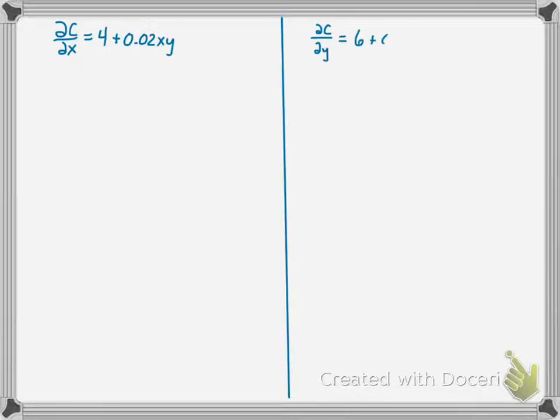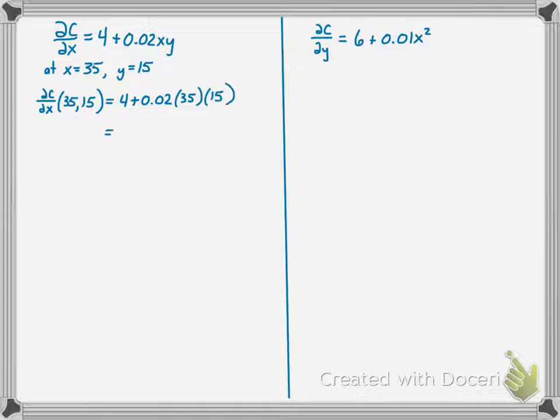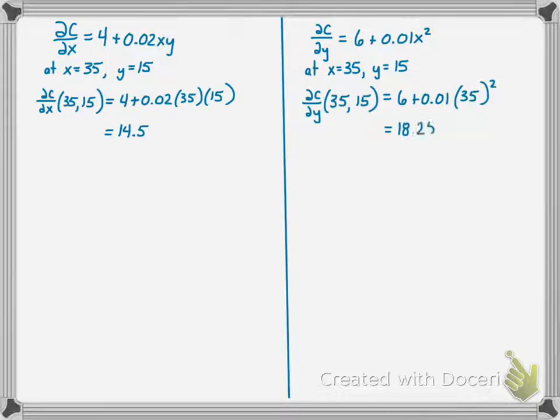Okay, so here we have our partial derivatives on our new page, our partial derivative with respect to x, our partial derivative with respect to y, and we're going to plug in our x value of 35 and our y value of 15, and once we do all of that, we end up with 14.5. Cool. We're going to do the same thing for our partial derivative with respect to y. We're going to plug in our x value of 35 and our y value of 15. And when we do that, crunch some numbers, we end up with 18.25. You should double check those numbers, make sure that you agree with those numbers when you type those into your calculator.